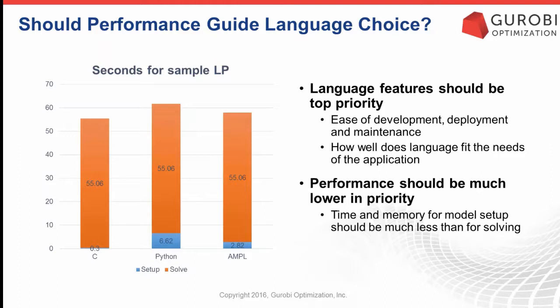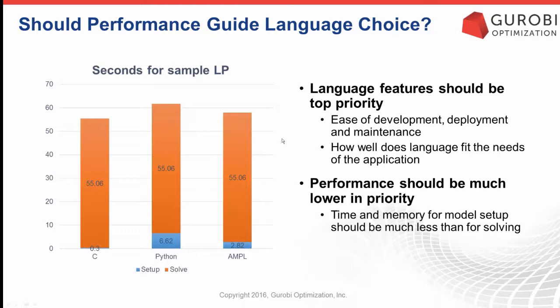Also, of course, how well does the language fit the needs of the application? Or what are the other tools that need to be linked in, like a database? The performance should not be your top priority. Time and memory for this model setup is, in this case, and in most cases we see, much, much less than solve time. So don't base that language selection on performance. That's the whole point of this.